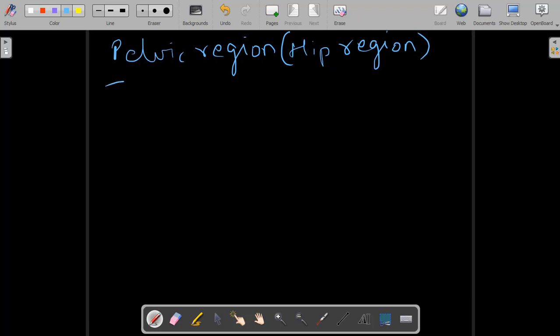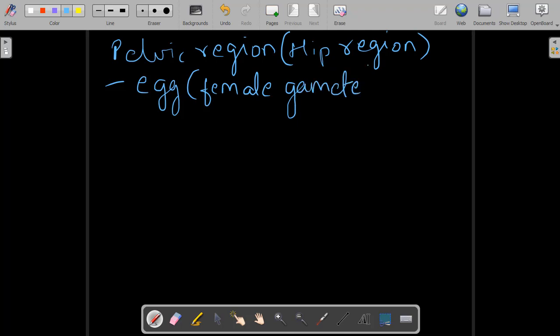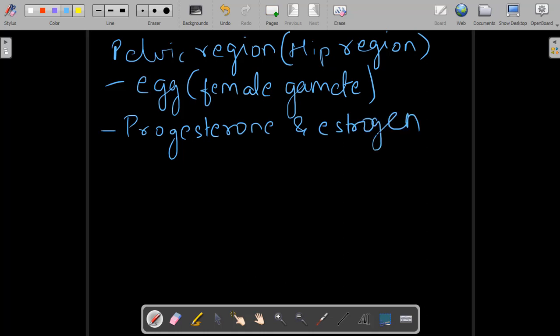The function of ovaries is that ovaries produce the egg, which is said to be the female gamete. So the female gamete is produced by the balloon shaped structure which you see. They are known as eggs. In addition to this, it produces female hormones, progesterone and estrogen. So there are two female hormones responsible for secondary sexual characters.